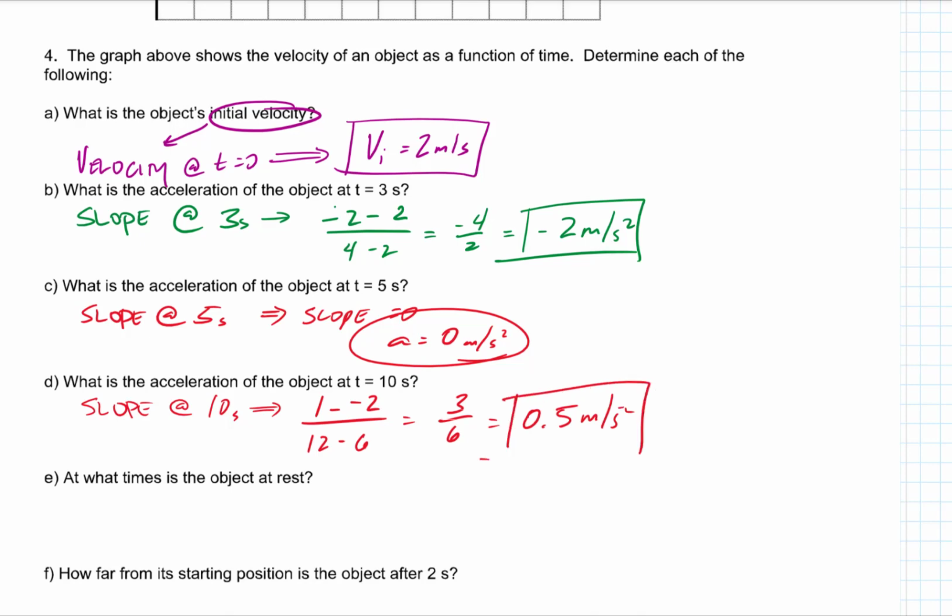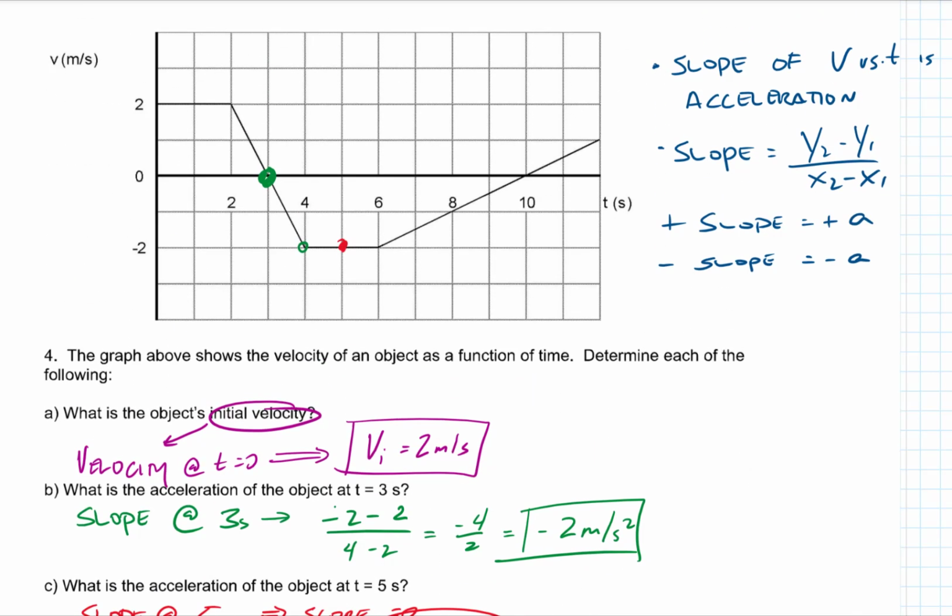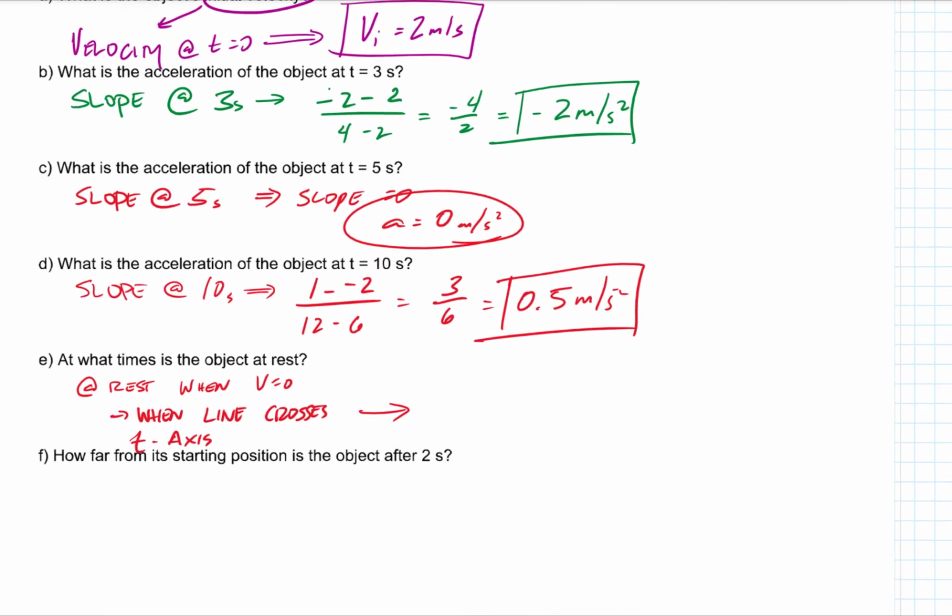At what times is the object at rest? So being at rest happens when the velocity is equal to 0. That's going to happen when the line crosses the time axis. So if we look at that, I cross the time axis at 3 seconds and I cross the time axis at 10 seconds. So this object is at rest at 3 seconds and 10 seconds.